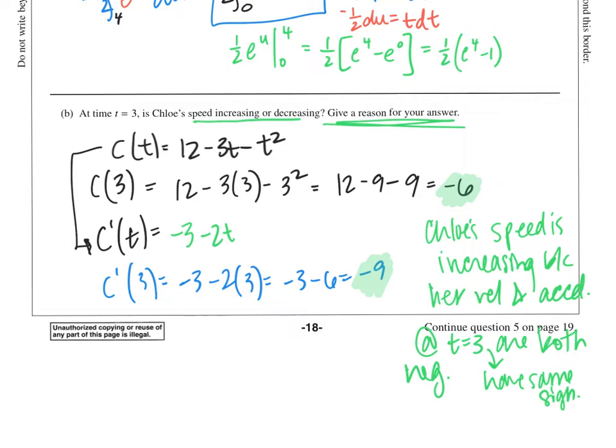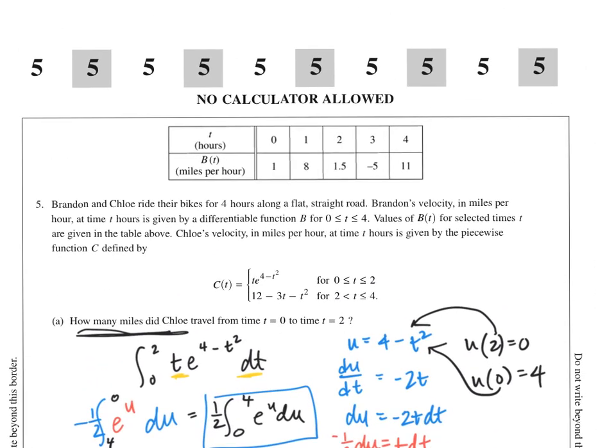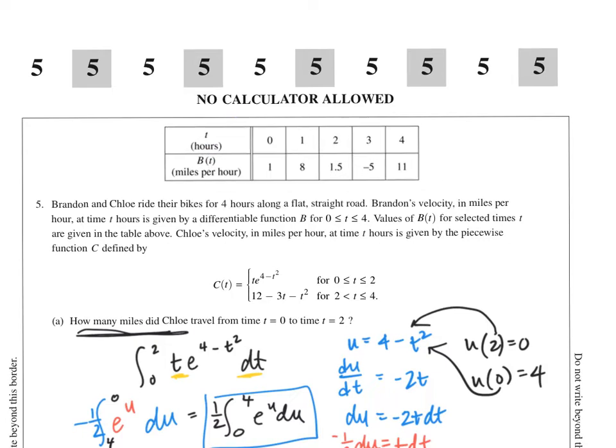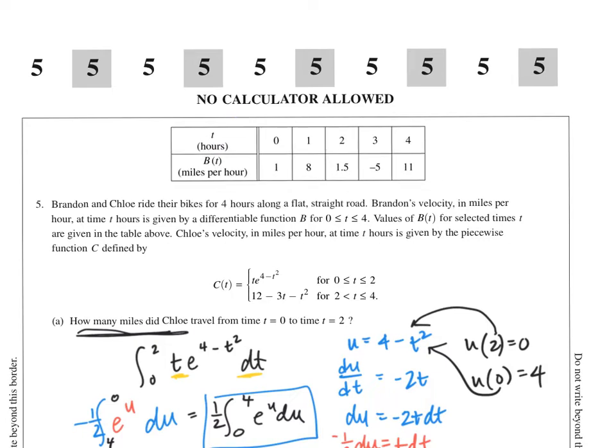They gave us Brandon's velocities in terms of a table. In order to go from velocity to acceleration, I'm going to make sure: did they tell us that Brandon's function is continuous and differentiable? It says Brandon's velocity in miles per hour at time t is given by a differentiable function. Notice that they didn't say differentiable and continuous, because that would be slightly redundant.